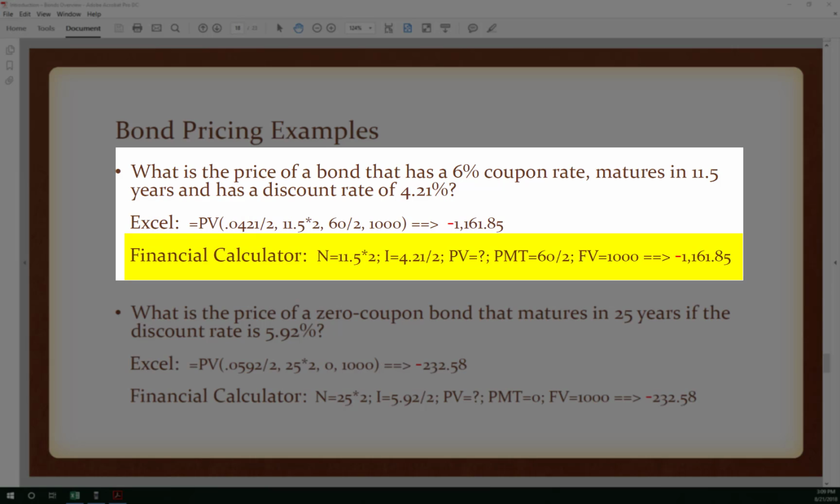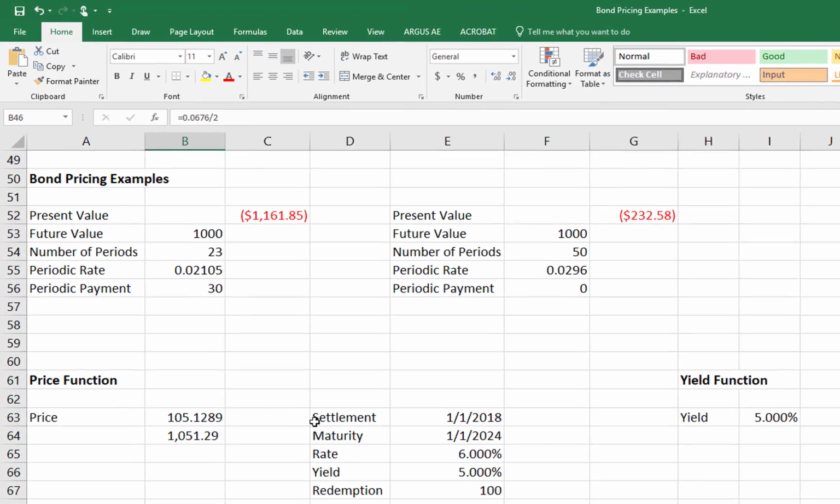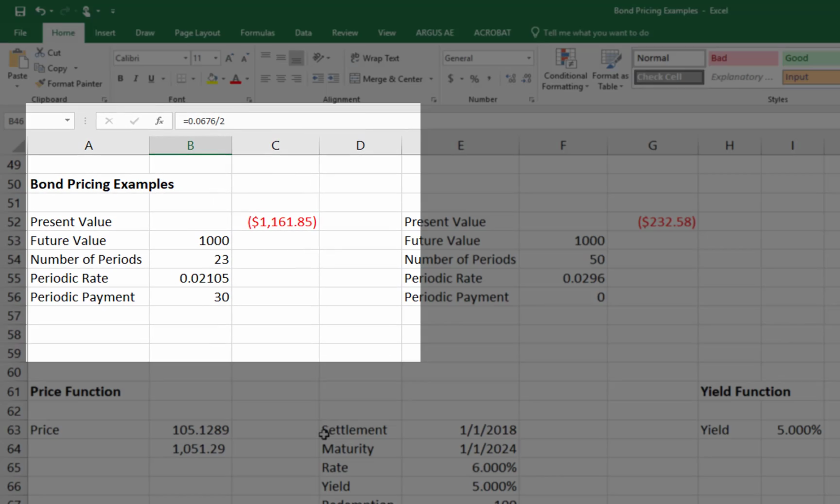In the financial calculator, we would have this series of inputs, and let's just go to Excel and the financial calculator and put this stuff in and just see how we get $1,161.85. So I'll first go to Excel. Up here in the top left, we're solving for the present value, but let's put in all the things we know. The future value is $1,000. That wasn't given in the problem, but it's our default assumption, recall. The number of periods, it's 11.5 years, but we have 2 periods per year because, again, that's the default assumption. 2 6-month periods in every year.